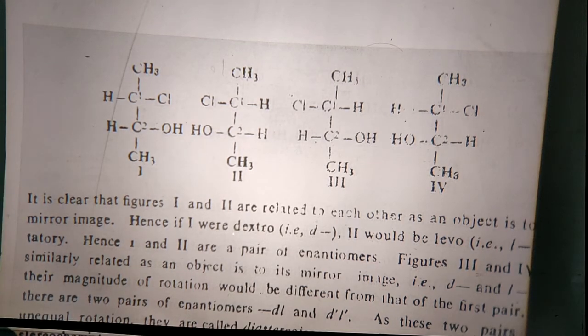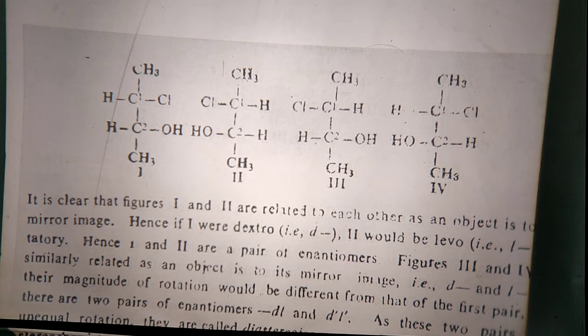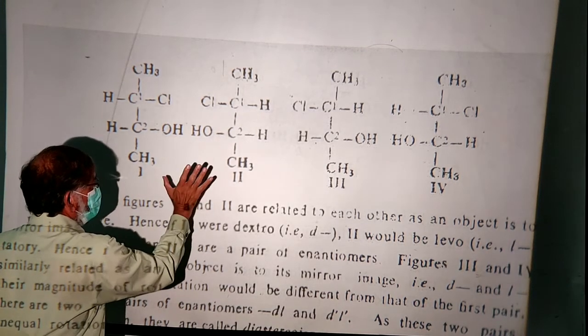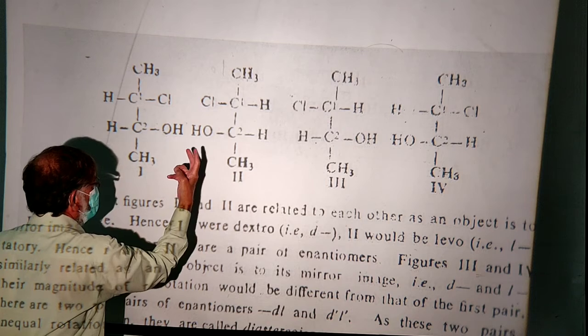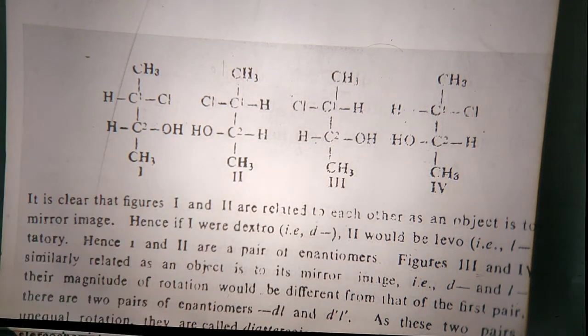Hence, if one were dextro, represented by D dash, the second would be levo, L dash, rotatory. Hence, 1 and 2 are a pair of enantiomers. This is one enantiomer, this is another enantiomer. So this comes to be one pair. You call two things a pair. So this is one enantiomer pair. We can pronounce it in this way.